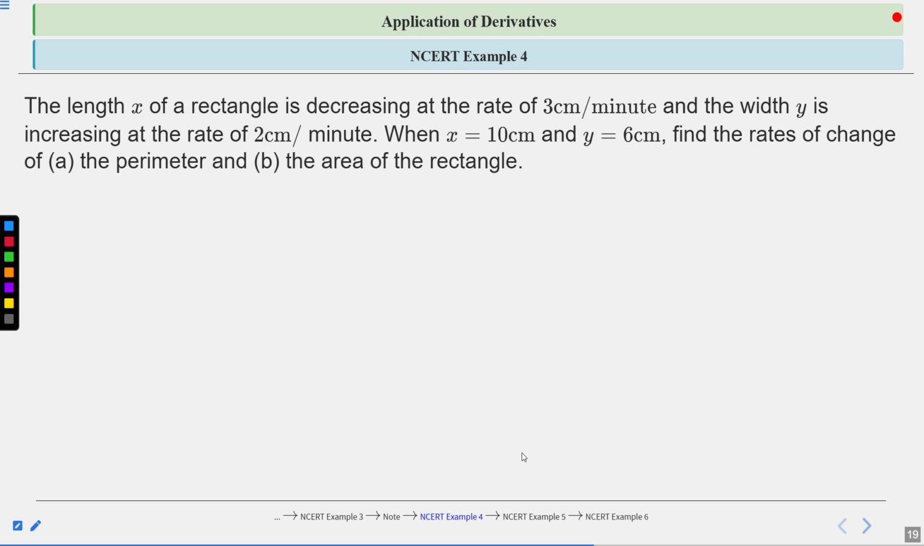So you can apply the concept that for a decreasing function, dy by dx will be negative, and for an increasing function, dy by dx will be positive. Okay. So in this way you can try to approach this question. Okay, let us discuss the solution part.